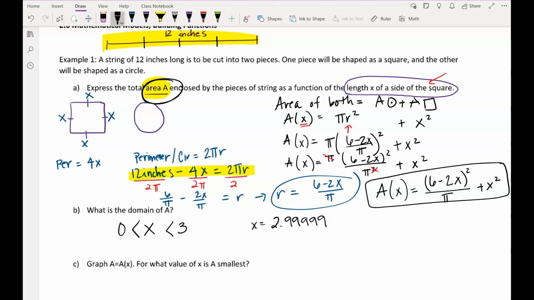So the domain of A, and remember, A is the area of both shapes. The domain is looking for the values of what X could be, what the input could be. So X, since this one says it's one side of the square, has to be positive numbers only. And because you have a string of a total 12 inches, that means there are 4 sides. So the most that it could be is up to 3, but not including 3, because we still need to leave a little bit left for the circle.